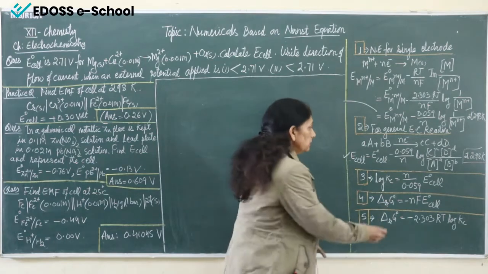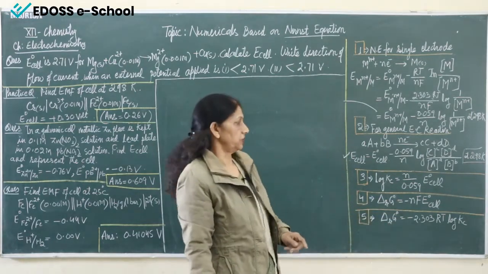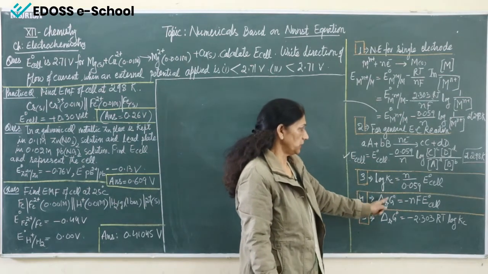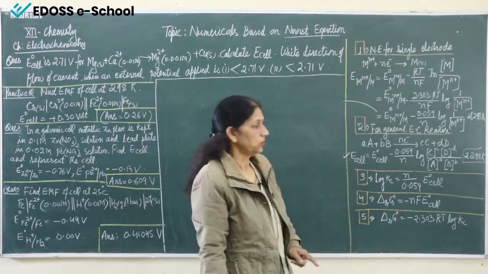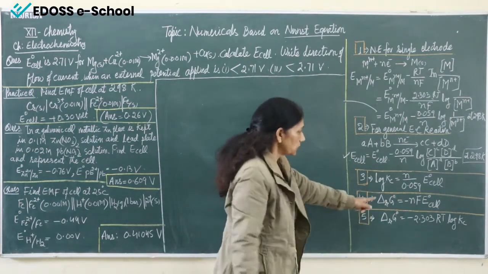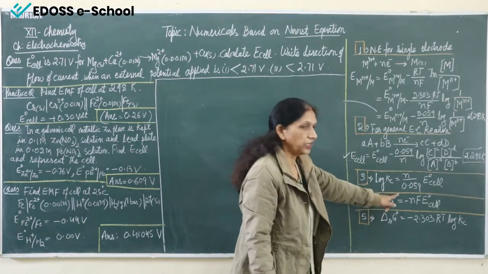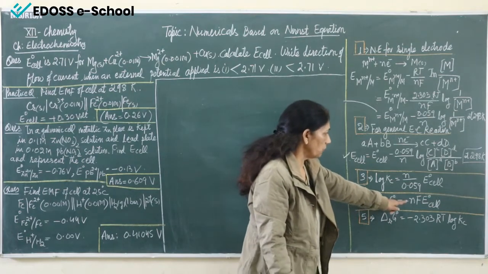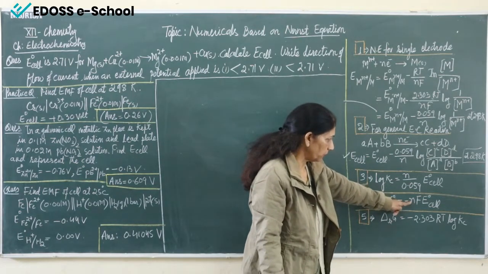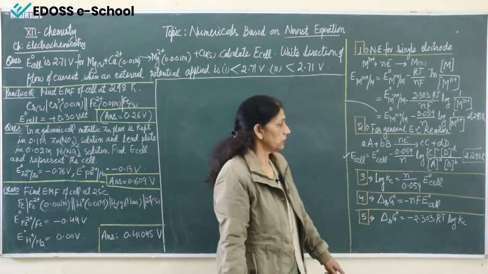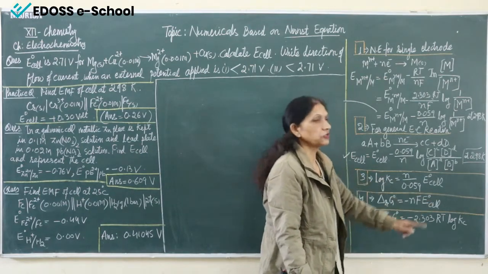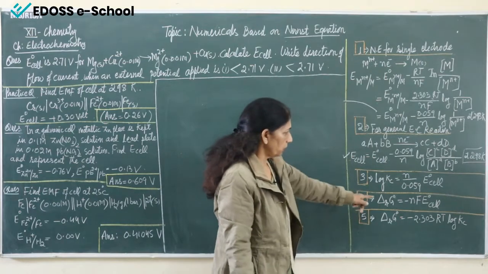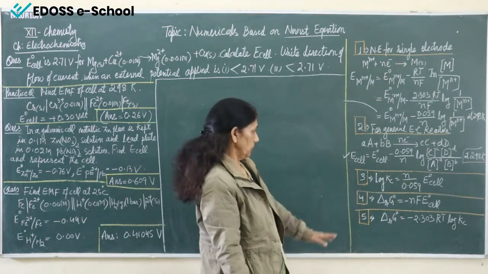And the fourth formula: if you want to find delta rG naught, what is this? G means Gibbs free energy, delta means change in, r means reaction and naught means standard value. So this is the standard Gibbs free energy change of the reaction. This is equal to minus nFE naught, where n is the number of electrons, F is the Faraday constant, and E naught is the standard EMF of the cell. So in this way also we can find the answers to questions.